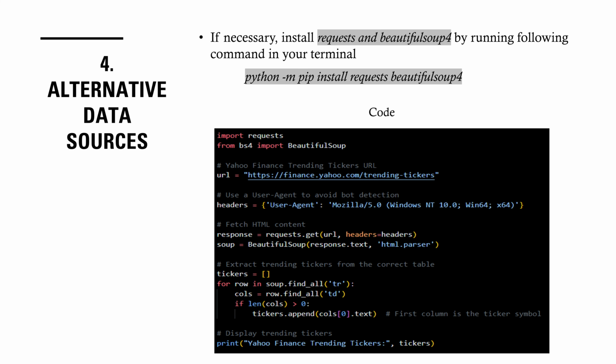This example demonstrates how to collect alternative financial data using web scraping. We're targeting Yahoo Finance's Trending Tickers page to extract a list of currently popular stocks. The code uses the requests library to fetch the HTML content and Beautiful Soup to parse it. We include a user agent header to mimic a real browser and avoid bot detection. The code loops through the HTML table rows and extracts ticker symbols from the first column.